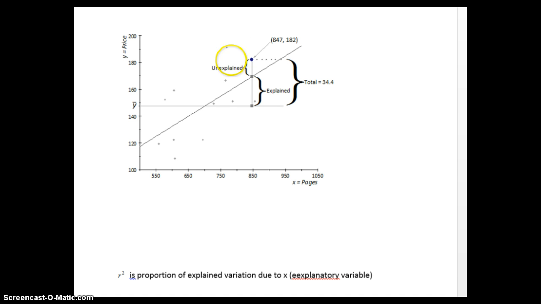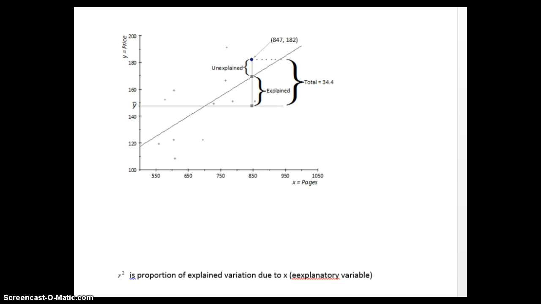But notice the total deviation between the actual data price of the book and the mean not only has an explained piece, it has something called an unexplained piece. That's the portion of the deviation that is not told to us by the number of pages. The number of pages doesn't account for that. There's something else that accounts for this small deviation right over here. That's called unexplained. The number of pages doesn't tell us where that portion of the deviation comes from.